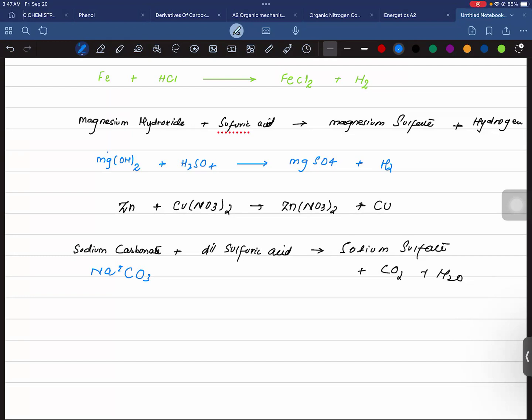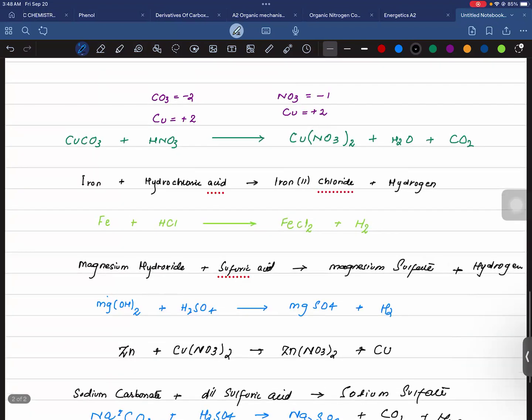What about dilute sulfuric acid? This is simple H2SO4, and then they are going to form sodium sulfate, that is Na2SO4, and then carbon dioxide and water. That's easy, but you are supposed to first indicate that in sodium sulfate there is sodium and there is sulfate. You know the charge of the sulfate is -2.